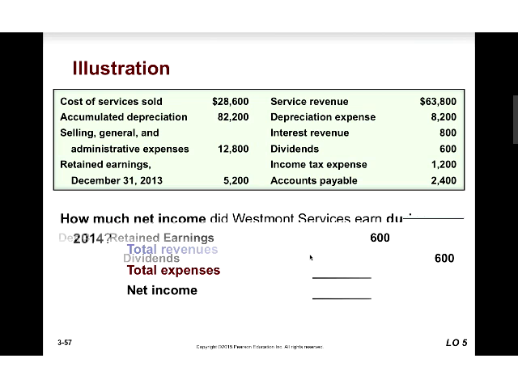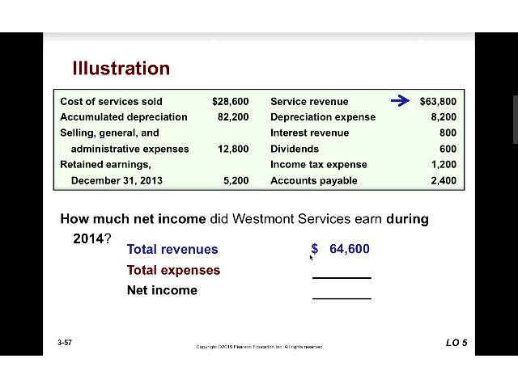Now, the next question for our illustration is, how much net income did Westmont Services earn during 2014? Well, our total revenues were given to us in the first closing entry. We had total revenues of $64,600. Okay, and that came from the $63,800 and the $800 interest revenue, but that was what we credited to retained earnings in the first closing entry. Then total expenses were $50,800. That was the total of our second closing entry, and that was their debit to retained earnings of $50,800. And then our net income is the difference between those two. So $64,600 of revenues minus our expenses of $50,800 gives us net income of $13,800.